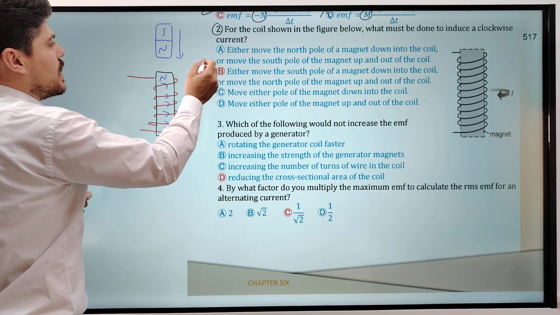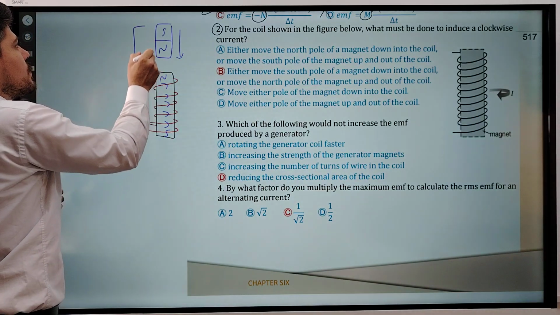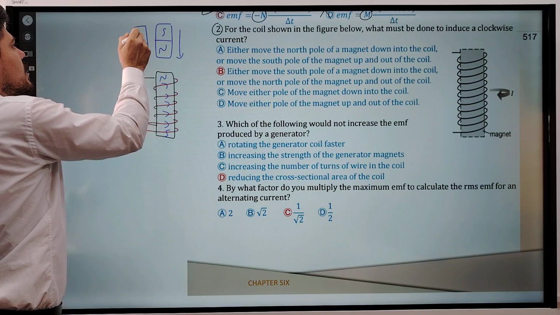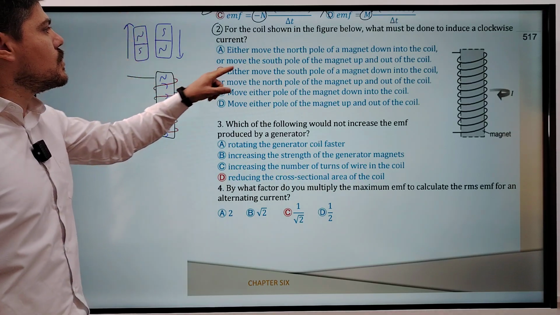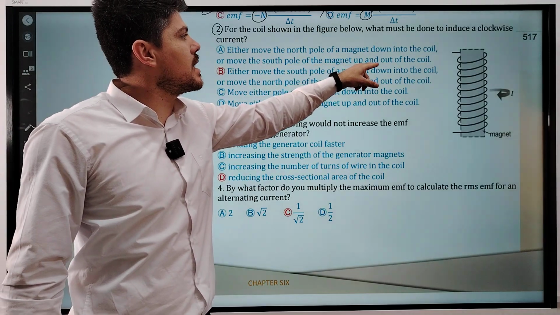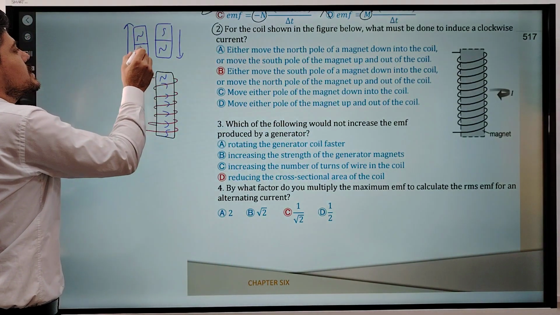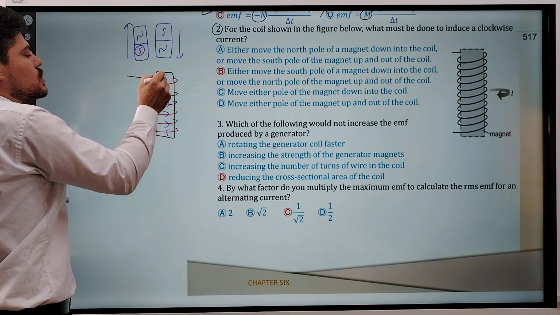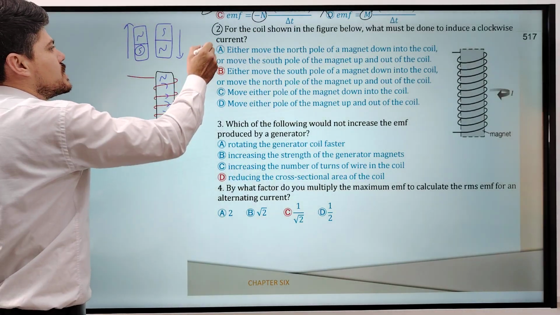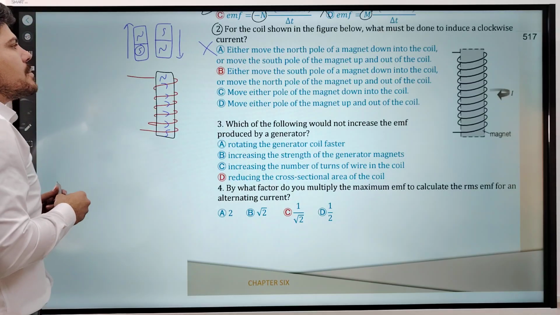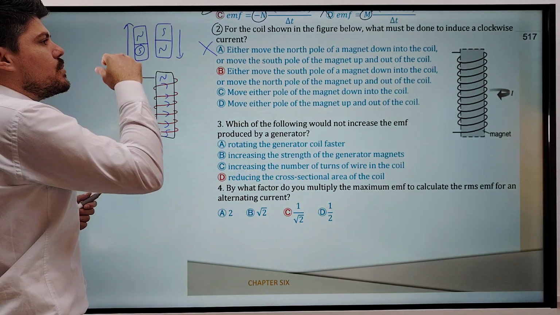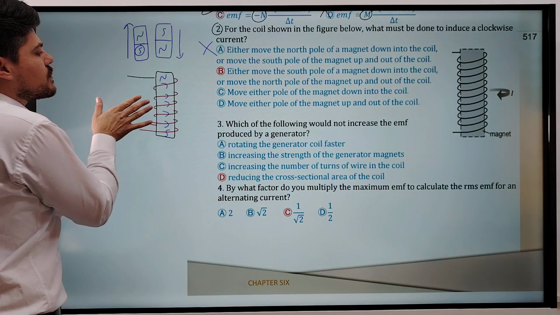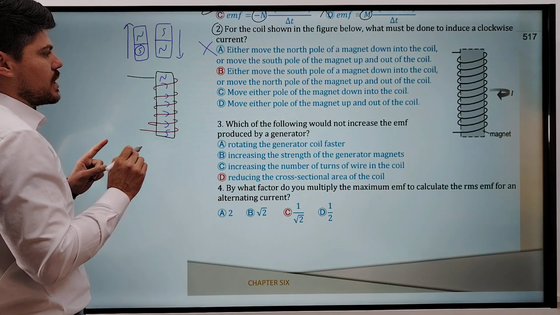Okay, so that is the second option: move the south pole of the magnet up and out of the coil. Out of the coil means that it moves away. In the case of the south pole moving away, this end also becomes north. So which means that A is wrong. Why? Because in the case when we move the north pole of a magnet down into the coil, the direction of the current becomes counterclockwise.